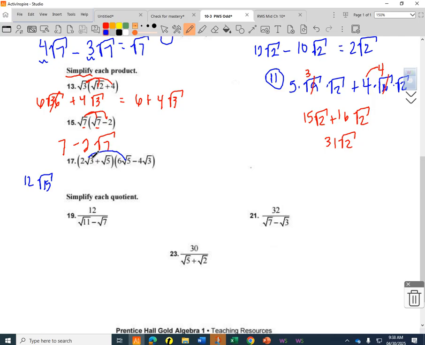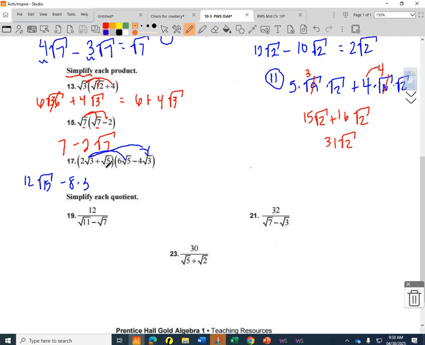So same thing here, 2 square root of 3 times the second term over here. So 2 square root of 3 times negative 4 square root of 3. Number times number, square root times square root. What's the square root of 3 times the square root of 3? 3. We're going to do times 3 there.